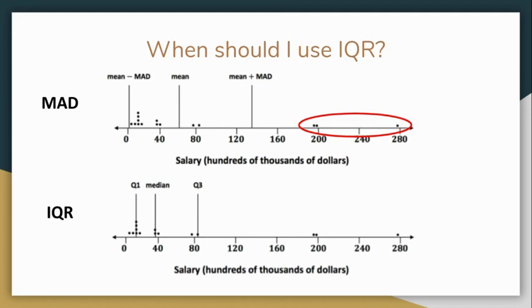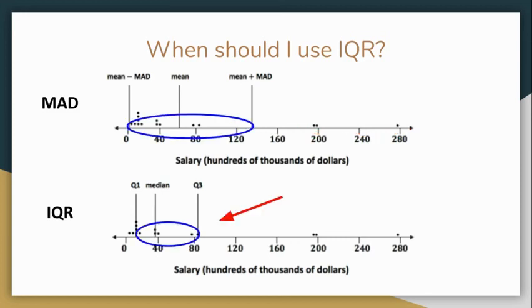In the example above, the mean absolute deviation is thrown off because of a few outliers, even though most of the data is at the lower end of the spectrum. This skews the mean absolute deviation and makes it appear that there is far more variability in the dataset than there really is.